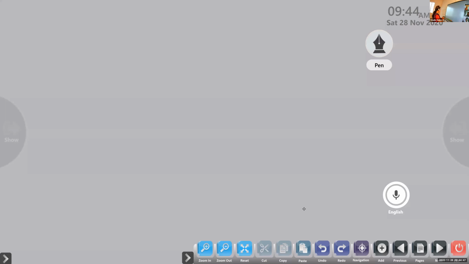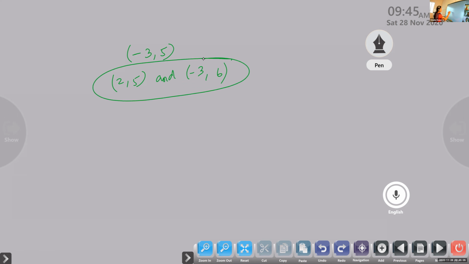Okay, find the equation of the line passing through the point (-3, 5) and perpendicular to the line joining (2, 5) and (-3, 6). First you have to find the slope of this line. What is the slope we got? y2 minus y1 by x2 minus x1, it is minus 1 by 5. So what is the slope of the perpendicular line? It will be 5. So what equation will you get?